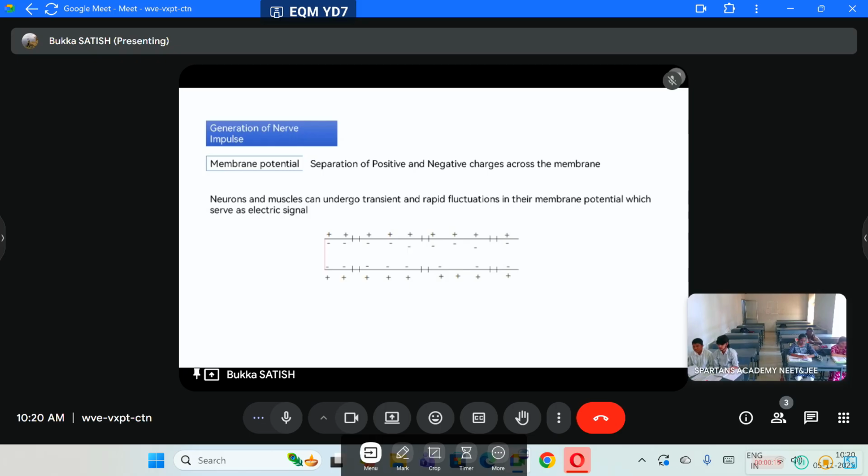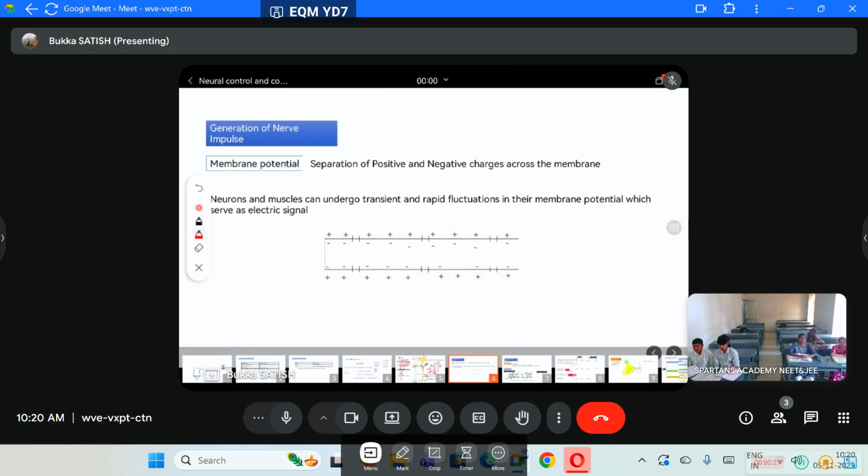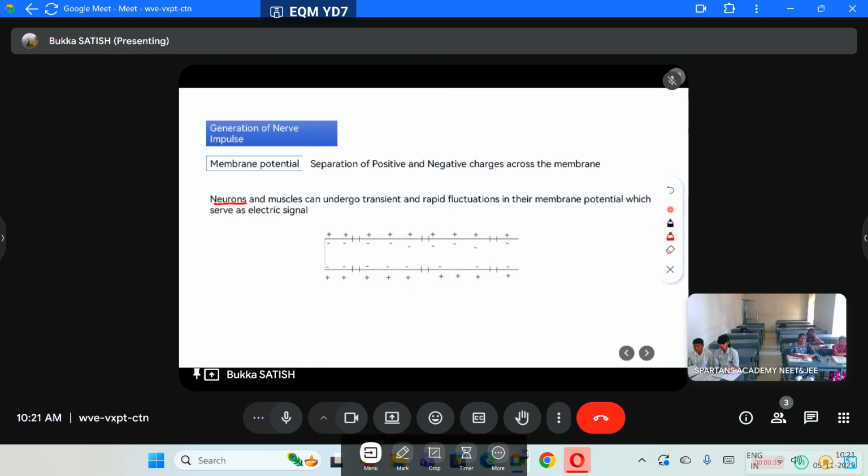Okay, so we'll continue from there. Just note down these things. In the last class, we have already seen the principle behind this generation. What we have understood is that whether it is neurons or muscles, which we have seen in the earlier chapter, they can undergo some transient changes. There will be rapid fluctuations in their membrane potential.